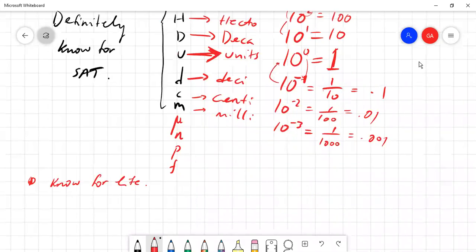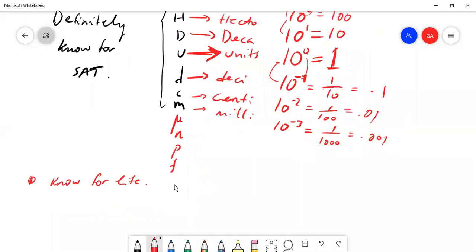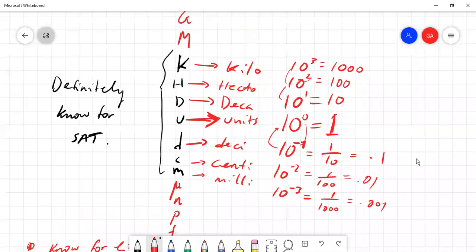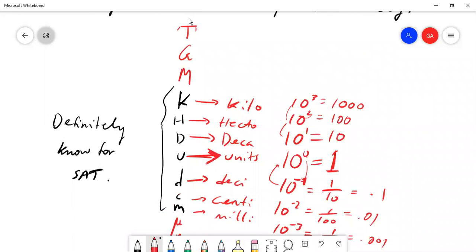But for life, I think you all should know some additional prefixes that go above what you need to know for the SAT. So if you're sort of already overwhelmed, don't worry about this. But if you're interested, this is for you. Okay, so does anyone know what this is?